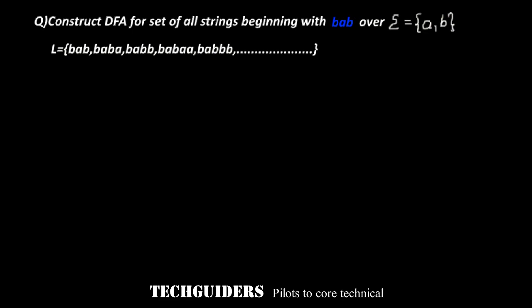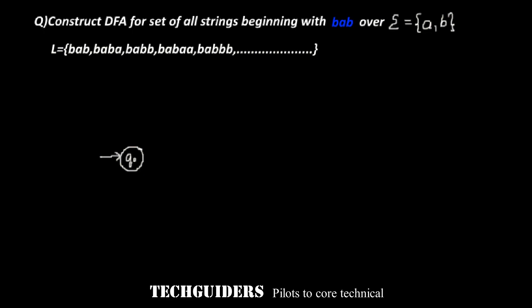Now consider this question. Construct the DFA for the set of all strings beginning with BAB over the alphabet sigma equals {A, B}. The language consists of the strings BAB, BAB followed by A, BAB followed by B, BAB followed by AA, and so on. This is an infinite set. In the very beginning, the automata will be in its initial state Q0, expecting the beginning substring BAB.